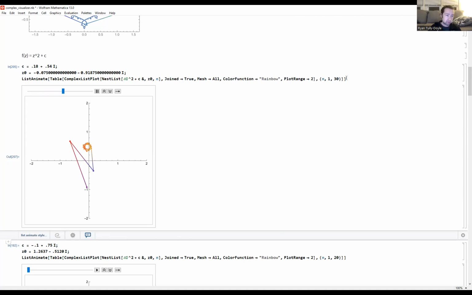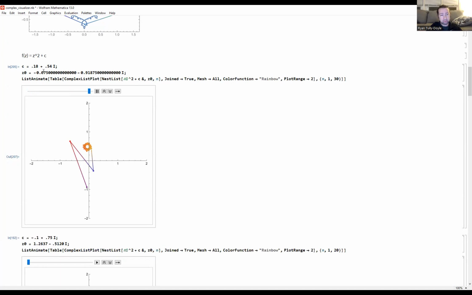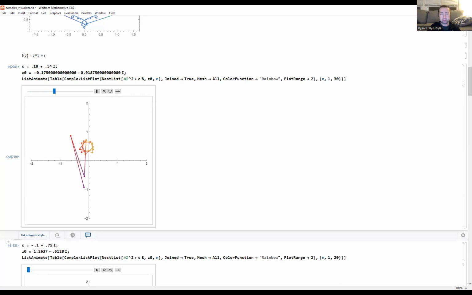And to a large degree, these things are going to be stable around the fixed point. So as long as we stay close to the fixed point, if I change this slightly, maybe I can put a 0.175 right here, we might see a slight change in the path that we're taking. But you can see that we still end up pulled into the same fixed point.